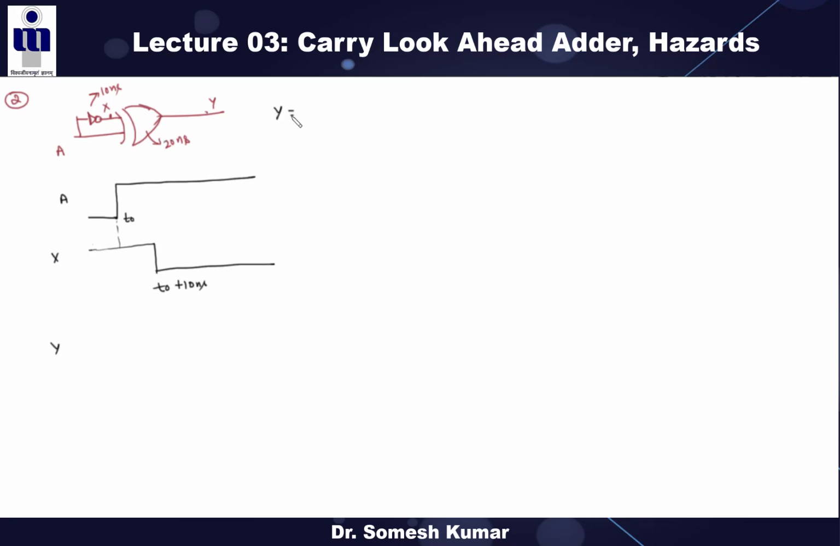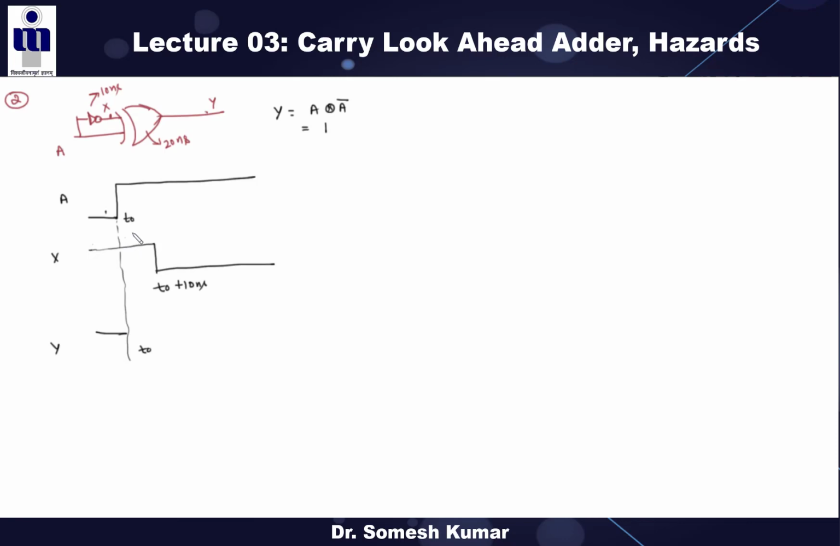The expected output of this XOR gate is, what is A XOR A bar? Can you tell me? What is A XOR A bar? It should be high always, right? So now, what is happening here? Up to T naught, this is 0, this is 1, so it is high, right?